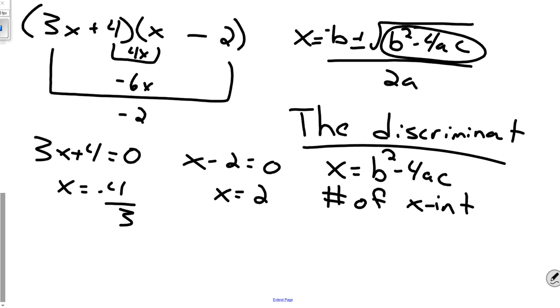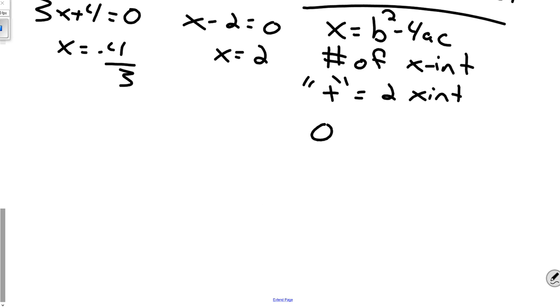Okay. So, if this is a positive value, then you have 2. Very good, yes. This is like the easiest formula I give you all year. Positive equals 2. If it's 0, you have 1.